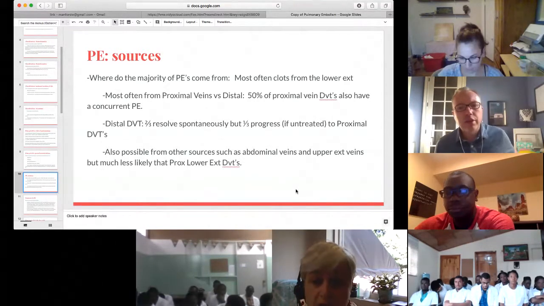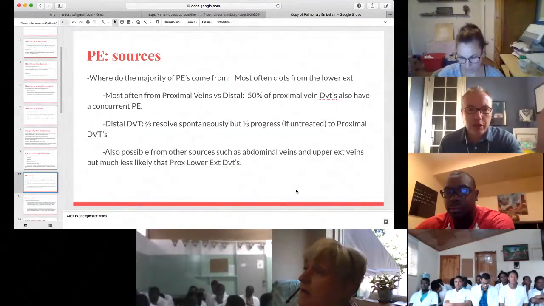The majority of the PEs are going to come from proximal lower extremity veins.